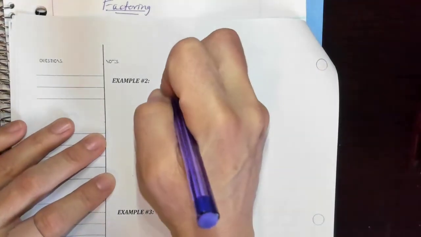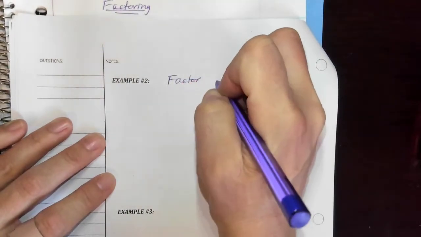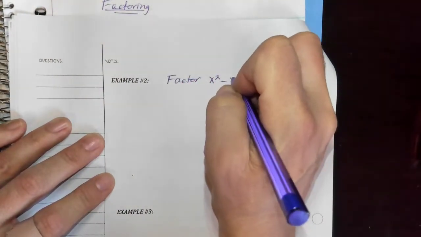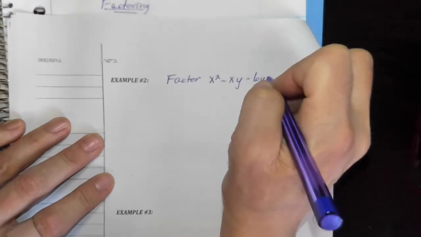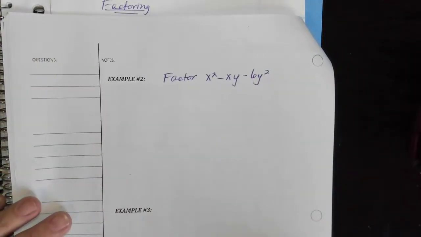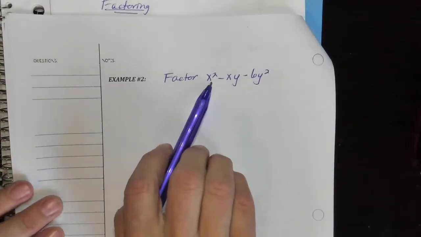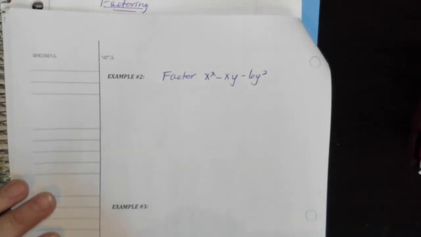So now we're going to continue on to example 2. And we are looking at factoring x squared minus xy minus 6y squared. Okay, this is a little bit different because we have variables across the whole thing. So here's what you need to do.